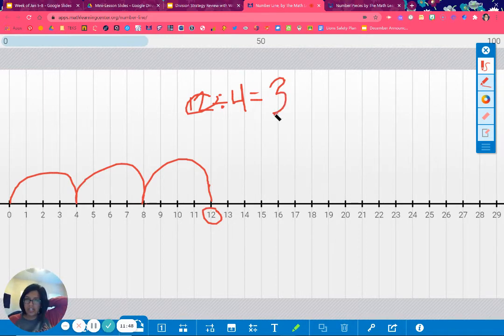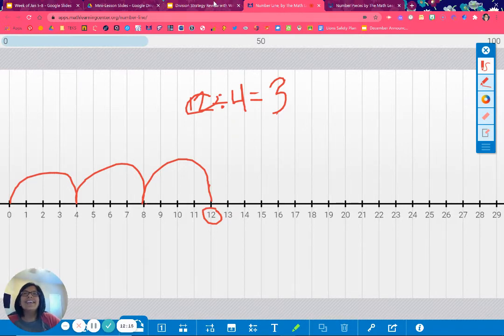So I wanted to show that to you because there are 2 ways you can use a number line. Number 1, you can start at 12 and go backwards by the divisor, the 4. Or you can start at 0 and count forward by the divisor 4, but you've got to stop at 12. Don't keep going. Stop at that dividend, 12. Once you stop at the dividend, count your jumps, and you have your total. So those are the 2 ways you can use the number line for division.